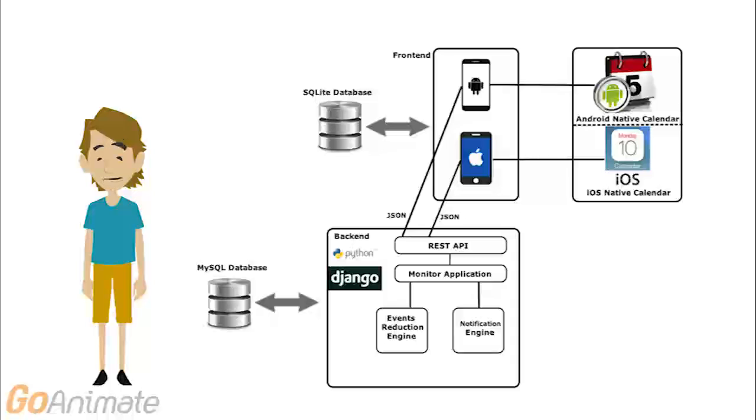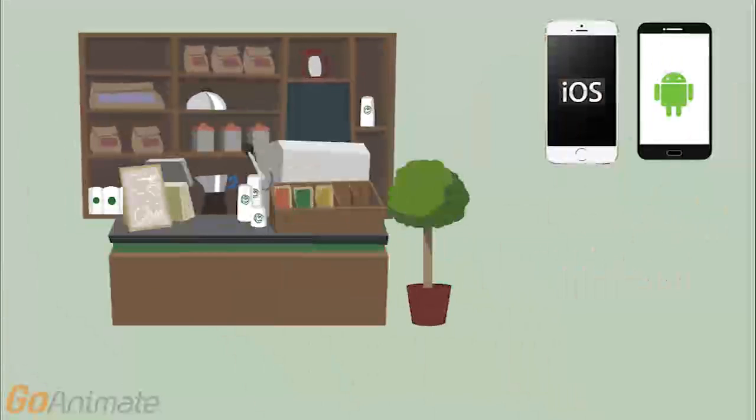Now let's see how Smart Scheduler works. The application interacts with the backend, which works on the Django framework using REST API. The user server-side data is stored in a MySQL database, and the front-end data is stored in a SQLite database. When a meeting is created, the application retrieves the user's availability from their own device's native calendar and sends it back to the server. The server then computes the common availabilities and notifies each participant on their own mobile devices.